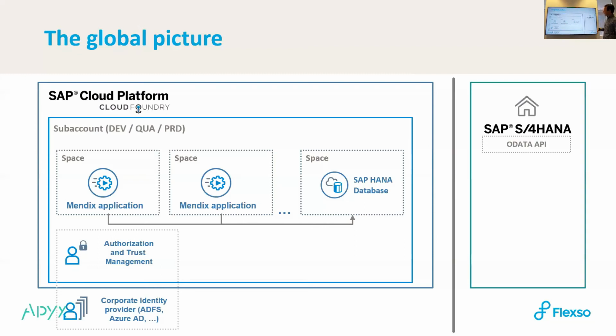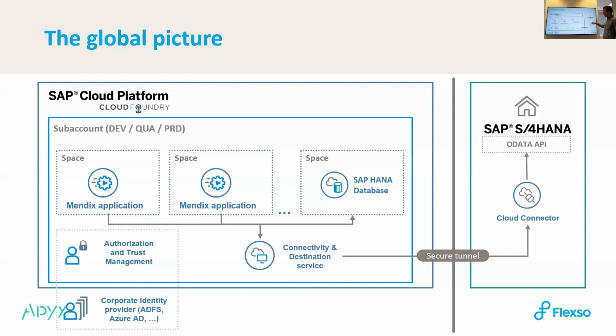Then we want to connect to our on-premise SAP system. Therefore, we use a cloud connector. A cloud connector is a small component installed in your on-premise landscape. We'll connect it to your digital core, and then we will configure the connectivity and destination service in the SAP Cloud Platform sub-account to use this secure tunnel to allow the applications to consume data coming from your digital core in a secure way.